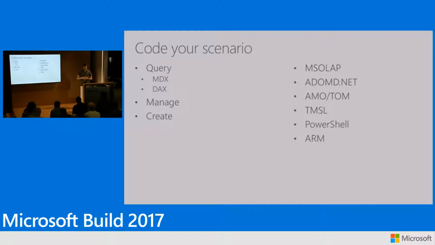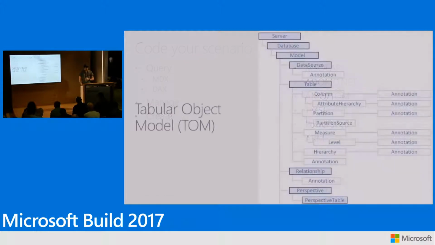We have a .NET object model that lets you automate everything from creation of the model to partitioning to processing to everything in there. And you can do that through AMO. You can do that through our scripting language, tabular model scripting language. You can do it through PowerShell, and of course, since it's an Azure service, you can do it through ARM as well. This is the tabular object model. It has everything I was showing you there. Has an object in there that you can manipulate or create programmatically.